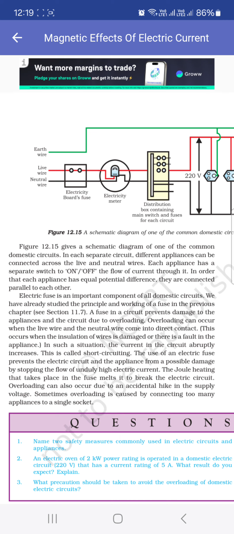Electric fuse. Electric fuse is an important component of all domestic circuits. We have already studied the principle of working of a fuse in the previous chapter. A fuse in a circuit prevents damage to the appliances and the circuit due to overloading. Firstly, what is an electric fuse?